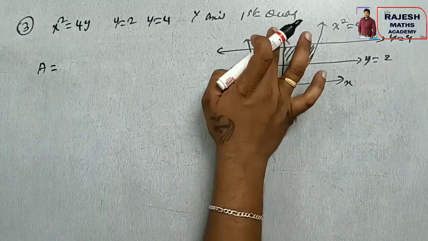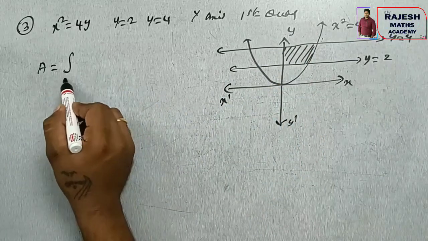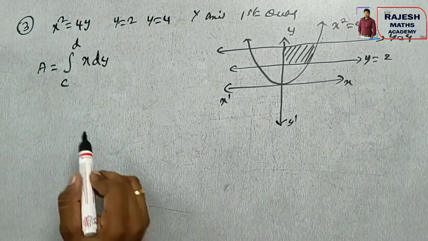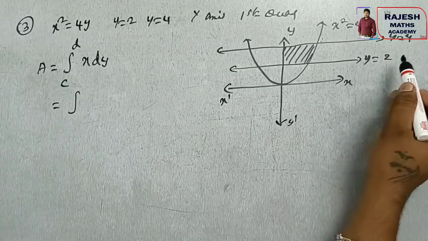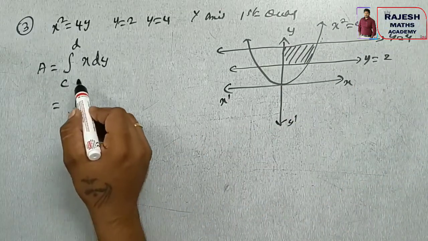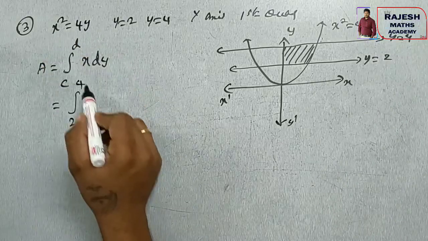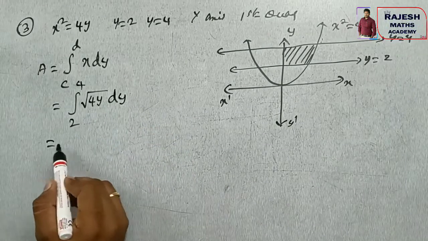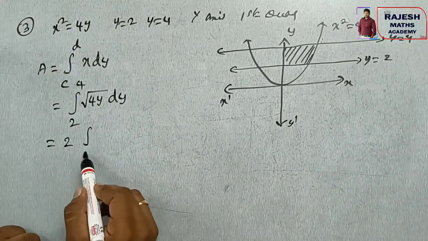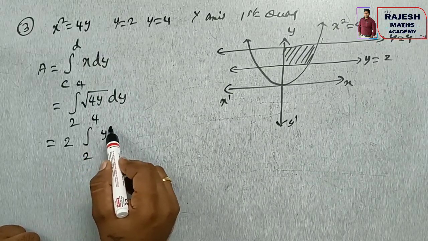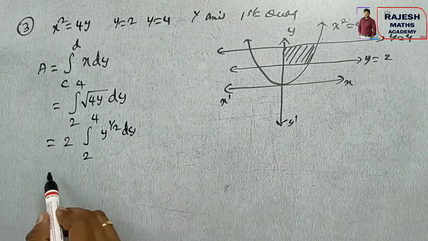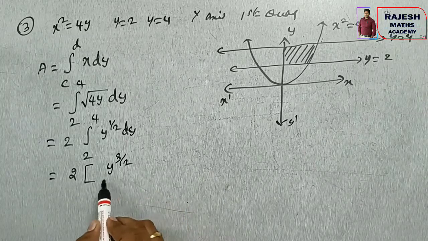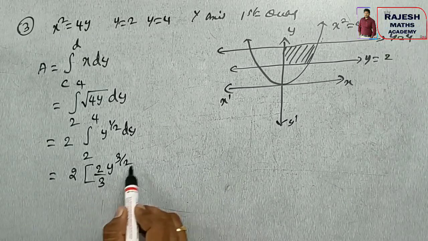So now what is the formula here? I'm going to find the area along the y axis. So my formula is integral c to d x into dy. What is the lower limit here? Lower limit is 2, upper limit is 4. So area is integral 2 to 4, x value. What is the x value? Square root of 4y into dy will come. So square root of 4 equal to 2, the constant will be taken outside, remaining integral 2 to 4 root y means y power 1 by 2 dy. So finding the integration, what will come? y power 3 by 2, denominator 3 by 2 will come, that is 2 by 3 will come here.